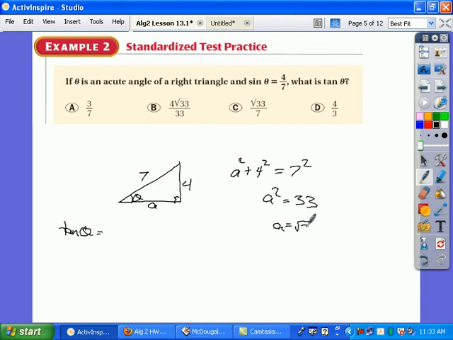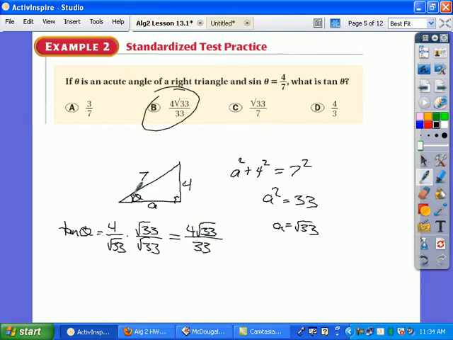So tangent of theta is opposite over adjacent, so 4 over the square root of 33, which when we rationalize the denominator, remember we're not allowed a square root in the bottom, so we multiply by square root of 33 over square root of 33. This gives us 4 radical 33 over 33, which is choice B. Okay, so these are some basic trig problems that would be similar to ones we should have seen previously.